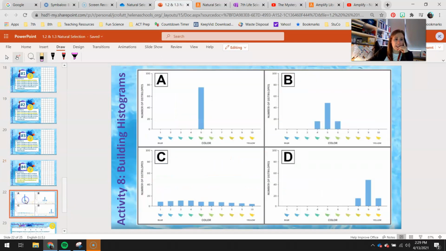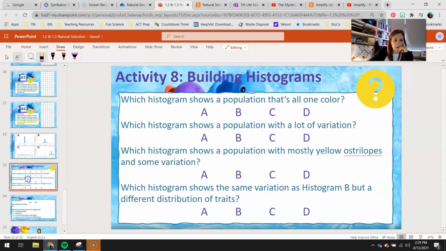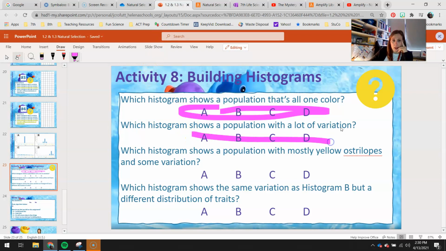Okay, and then finally, answer these questions about histograms. You have 4 different histograms here, A, B, C, and D. Which histogram shows a population that's all one color? Circle your correct answer. Which histogram shows a population with a lot of variation? Circle your answer. Which histogram shows a population with mostly yellow australopes and some variation? Circle your answer. And which histogram shows the same variation as histogram B, but a different distribution? So obviously your answer is probably not histogram B.